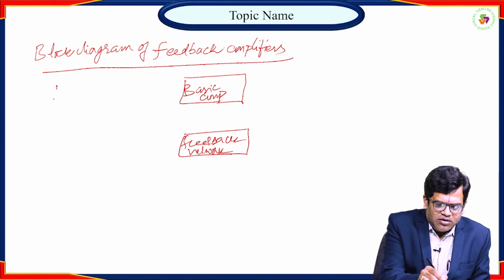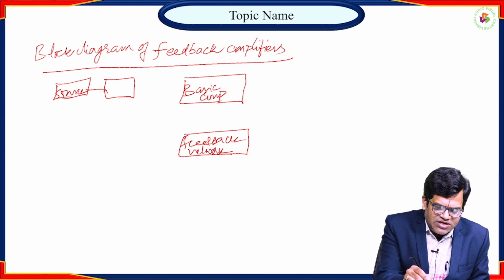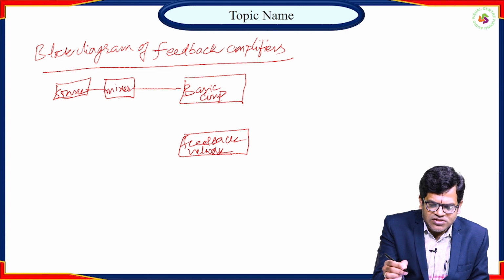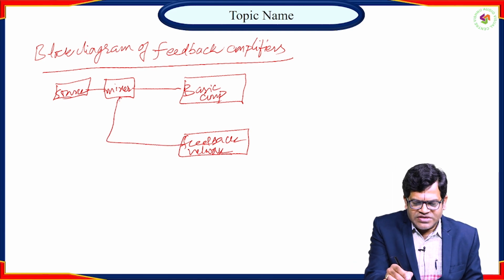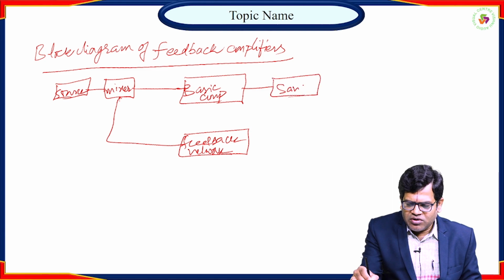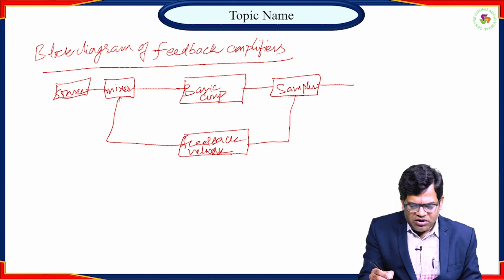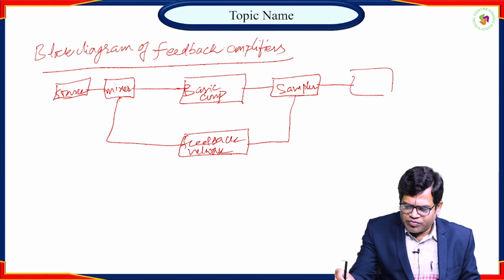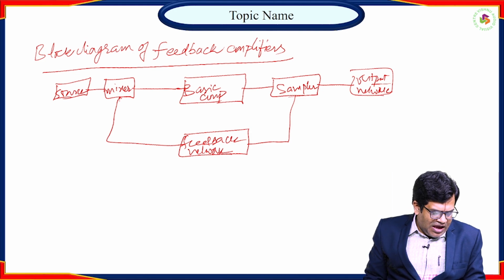So to the amplifier, we need to provide the signal. So we have the source here. Then we have the mixer circuit, which combines the output of the feedback with the source and provides the input to the basic amplifier. Then from the basic amplifier, we have a sampler circuit, which samples a part of the output and that will be delivered to the feedback network. Then you have the output network here. So this is the basic block diagram of the feedback amplifiers.